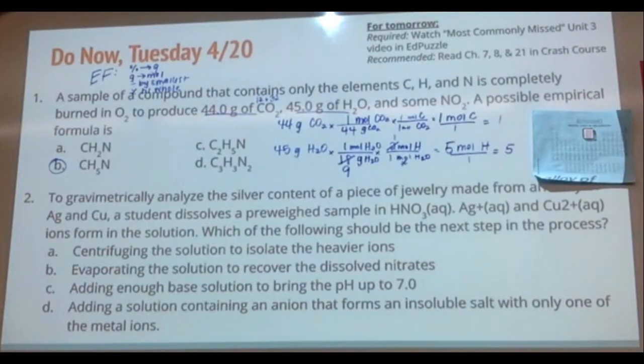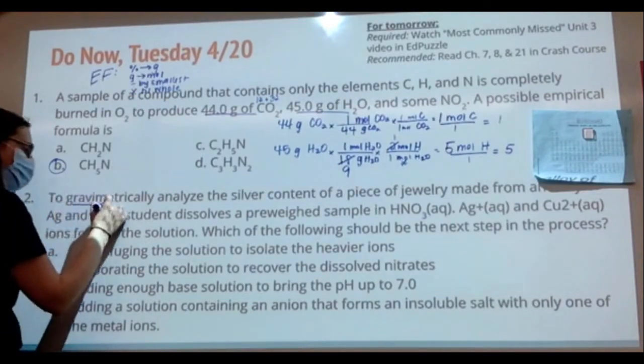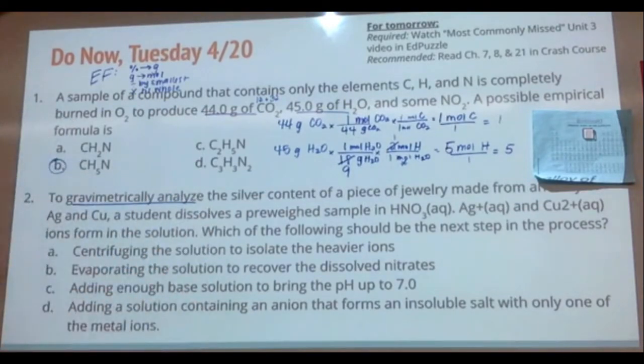Now for number 2, this is to gravimetrically analyze the silver content of a piece of jewelry made from an alloy of silver and copper. A student dissolves a pre-weighed sample in nitric acid. Ag+ and Cu2+ ions form in the solution. Which of the following should be the next step in the process? Gravimetric analysis we talked about yesterday.